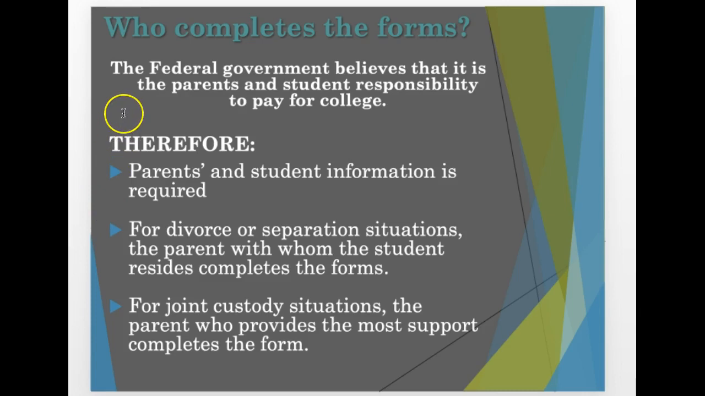So who completes the form? The federal government believes that it's the parent and student responsibility to pay for college. Therefore, parent and student information is required, okay? So up until the time a student's about 23 to 25, they are still considered a dependent when it's talking about federal funding for college.